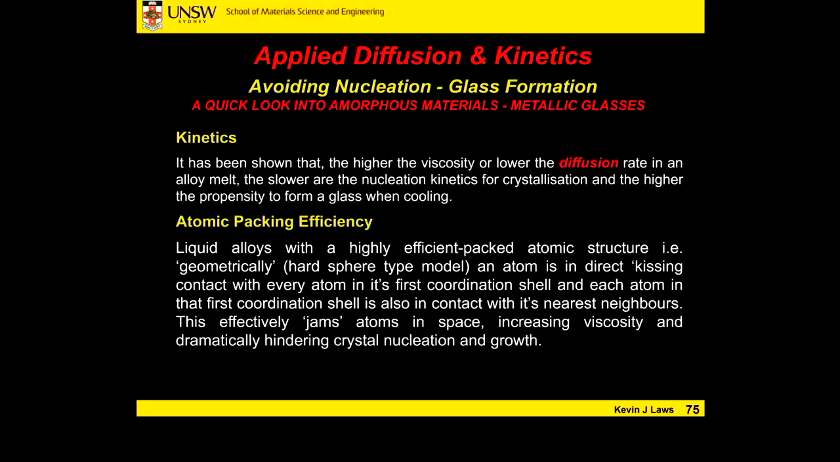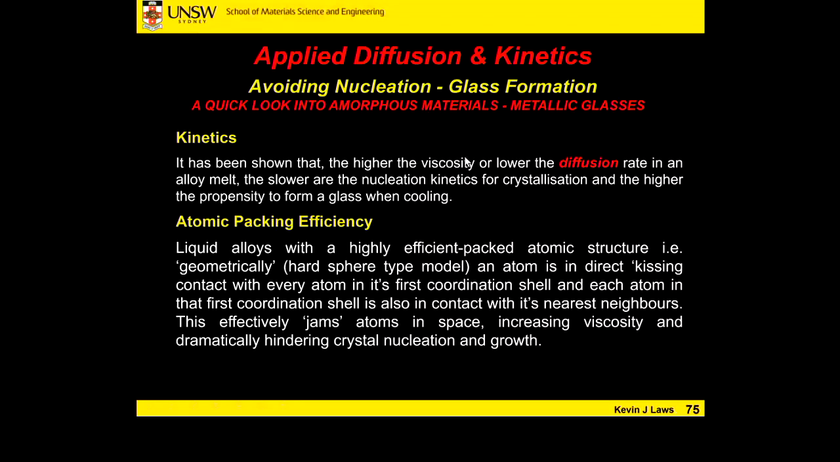Let's have a little bit of a think about the kinetic side here. It's been shown that a higher viscosity or lower diffusion rate, these two things go hand in hand. If our liquid has a high viscosity, think about viscosity: how thick is your liquid? Our diffusion rates are going to be low. It's harder for atoms to move through a viscous material. So the higher the viscosity, the lower the diffusion rate in the liquid, the slower the nucleation kinetics for crystallization, and the higher the propensity to form a glass when cooling.